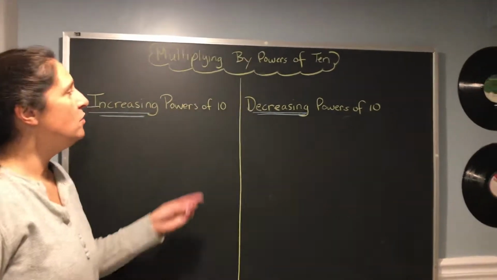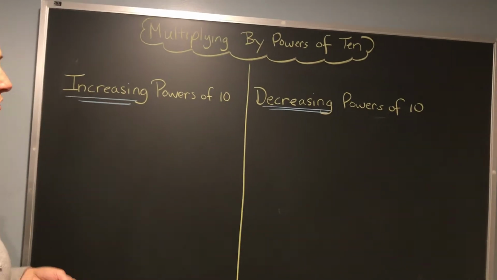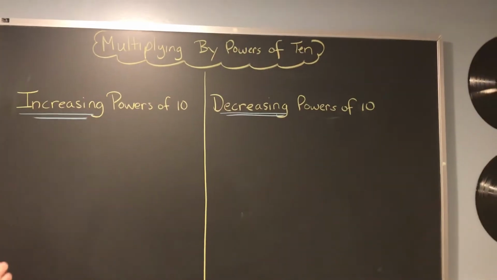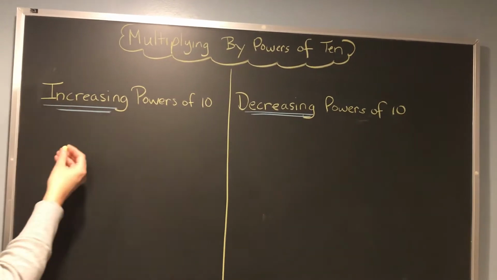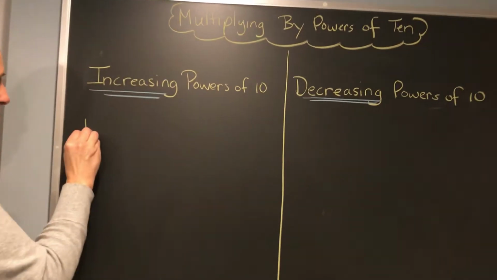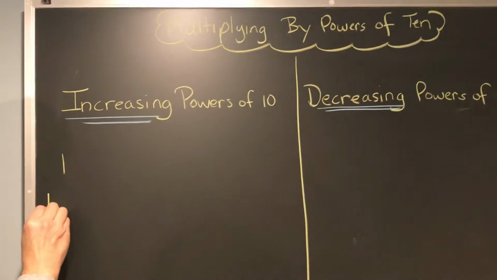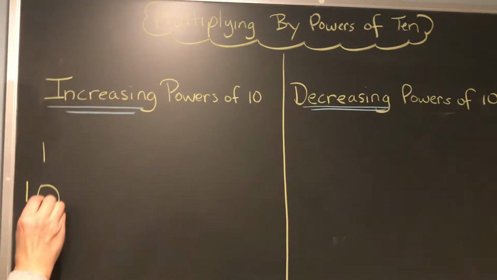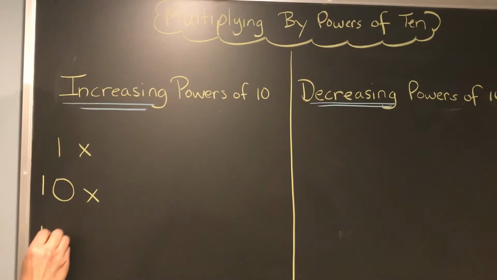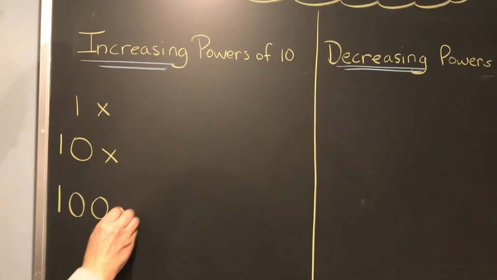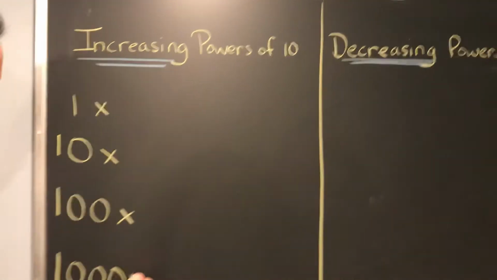So we're going to go ahead and go over multiplying by powers of 10. We did this the other day, and I want to go over it with you guys again. You have different situations, and first we're going to look at increasing powers of 10. We're going to start with our pattern with 1, even though it's not going to increase anything. Then we're going to think about 10. So 1 times a number, 10 times a number, 100 times a number, and then finally 1,000 times a number. These are your powers of 10.